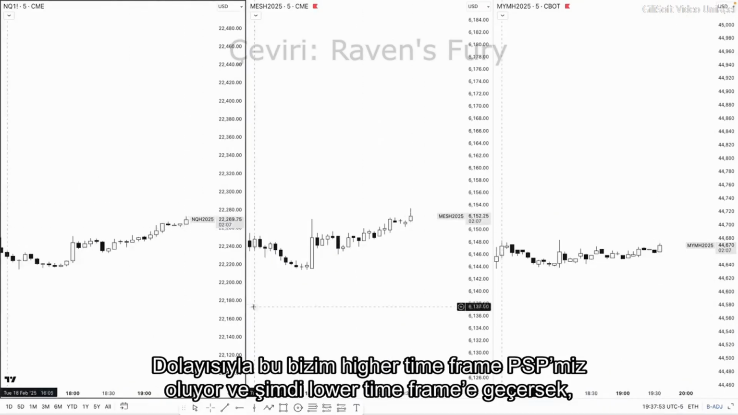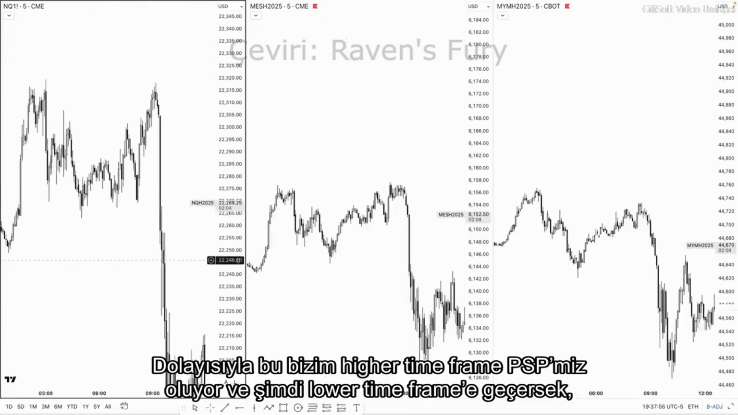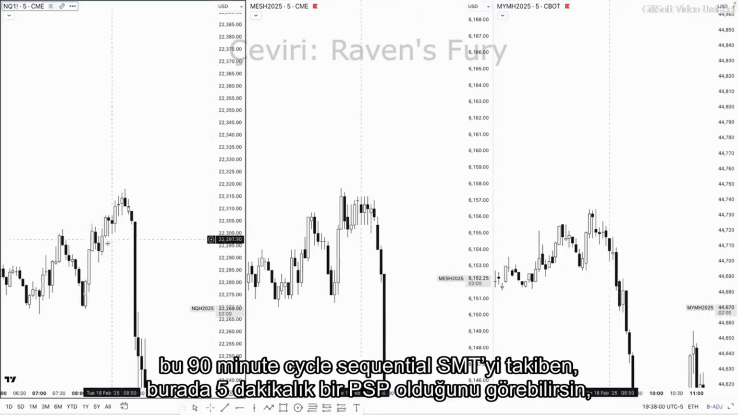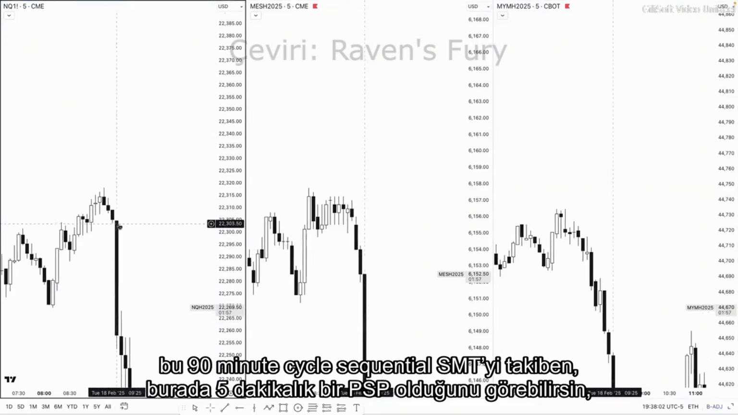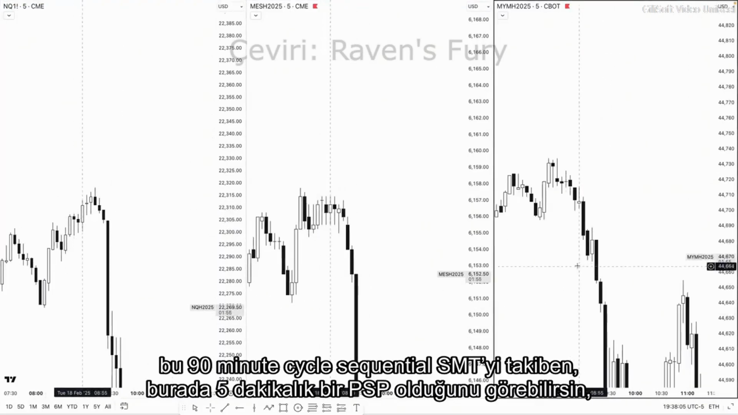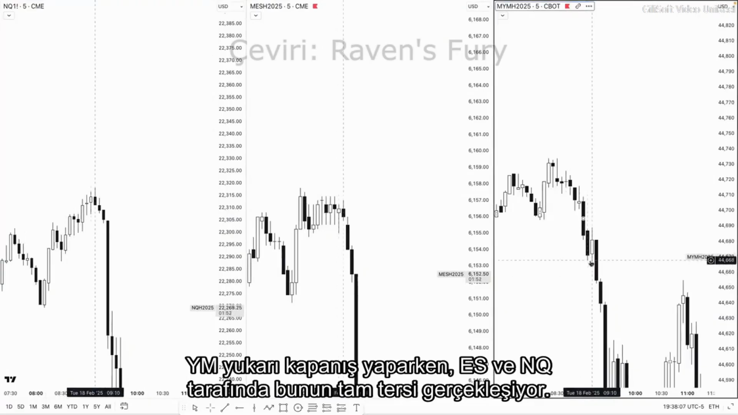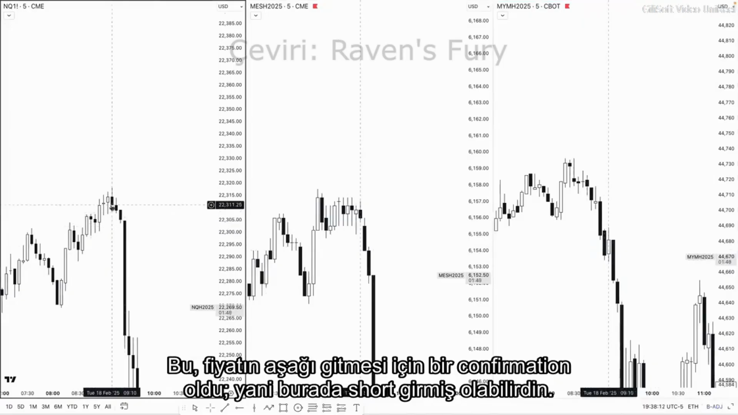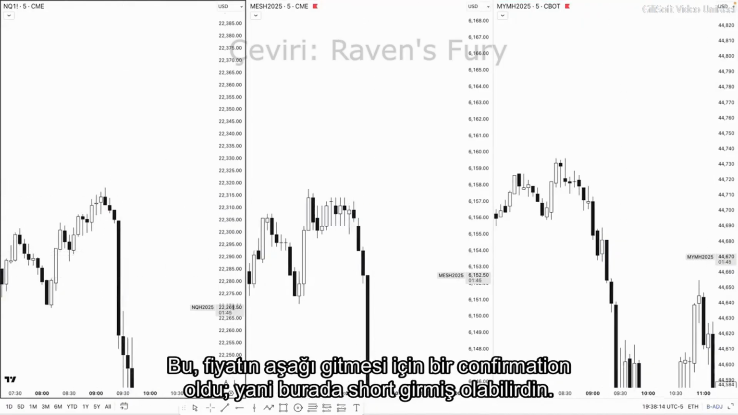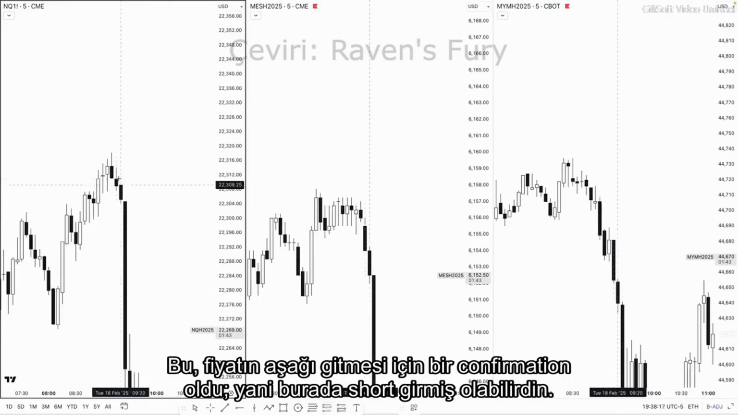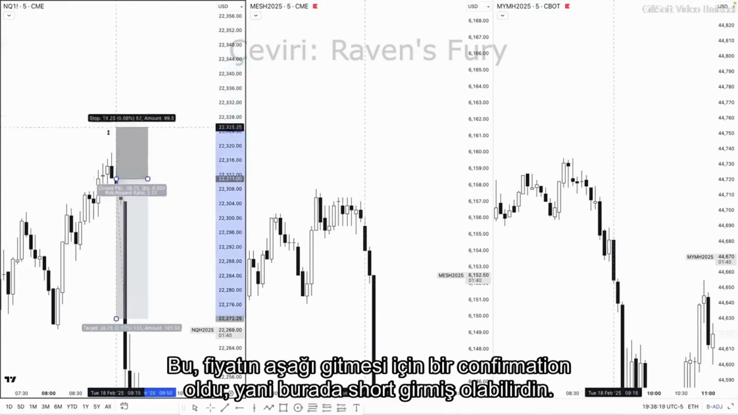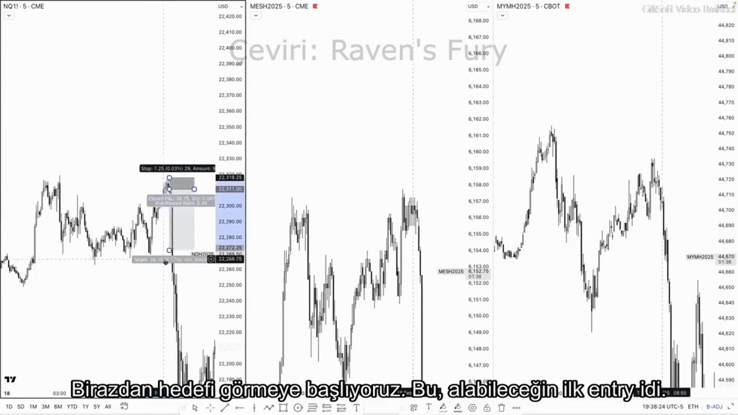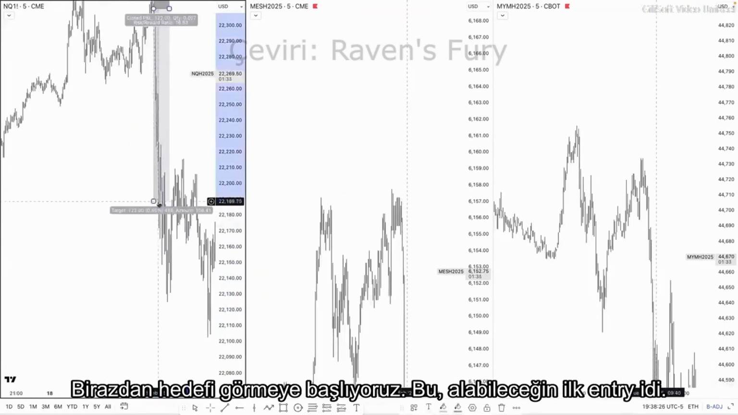And if we go onto the lower time frame now, following this 90-minute cycle sequential SMT, you can see how we have a 5-minute PSP here with YM closing up and the opposite for ES and NQ. This was confirmation for price to move lower. So you may have shorted here. Okay. And we'll get into the target soon.